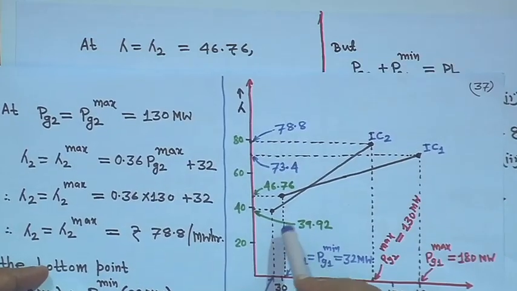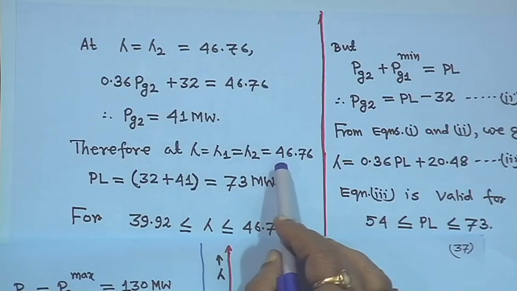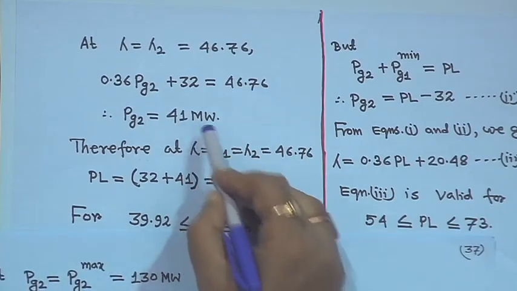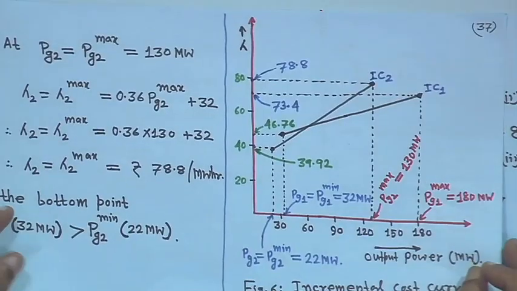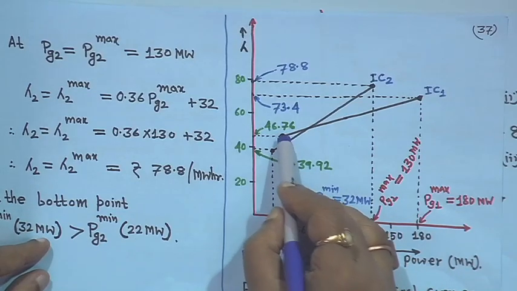That means, when these two lambdas are equal, lambda equal to lambda 1 equal to lambda 2, you see that this is PG2 41, but PG1, if you look at that, PG1 minimum is 32, because it is coming here.